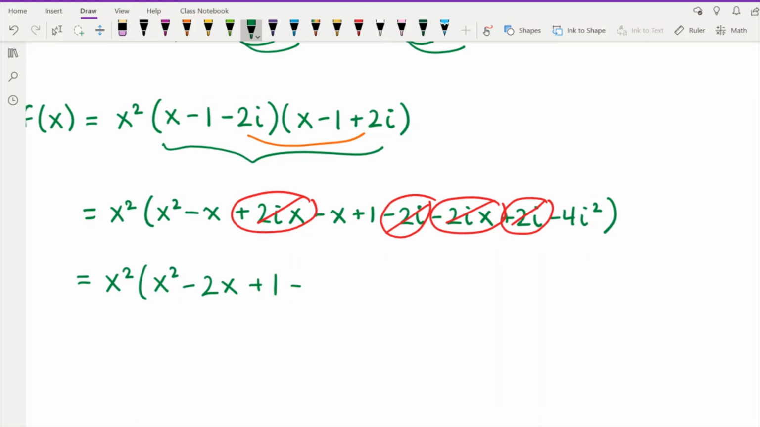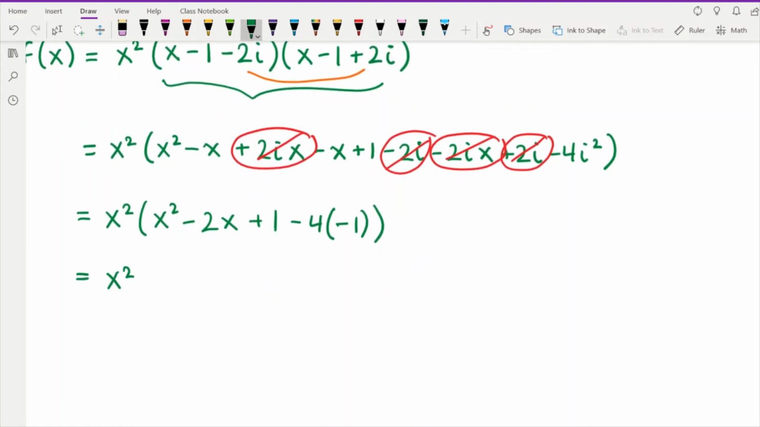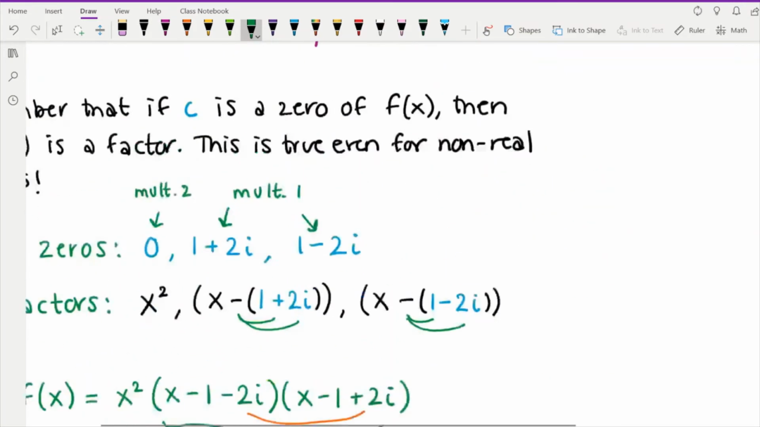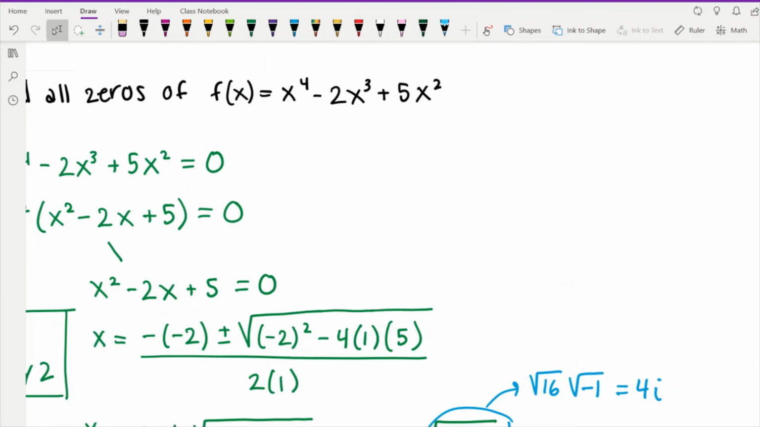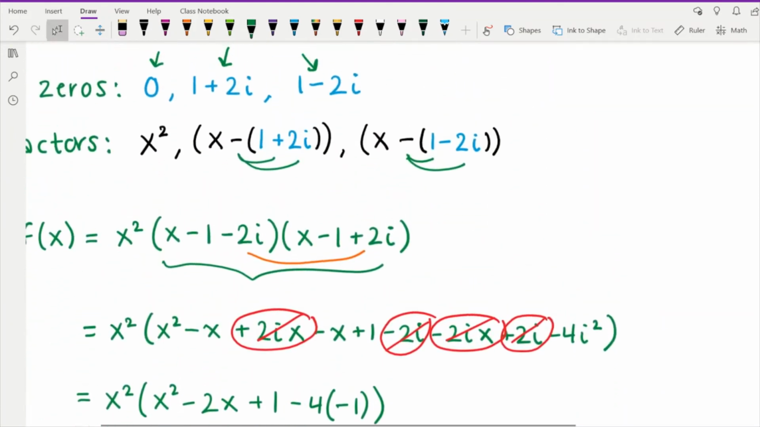Remember that i squared is equal to negative 1. So we can rewrite this as 4 times negative 1. And so this is now x squared times x squared minus 2x plus 1 plus 4, right? Because we have negative 4 times negative 1, so this is going to be plus 5. If we multiply this back together, we get x to the 4th minus 2x cubed plus 5x squared. So let's go back to our original function and see if that is what it was. It is, right? x to the 4th minus 2x cubed plus 5x squared. So why did this happen? Why did this work out? It looks like a crazy factorization, right?